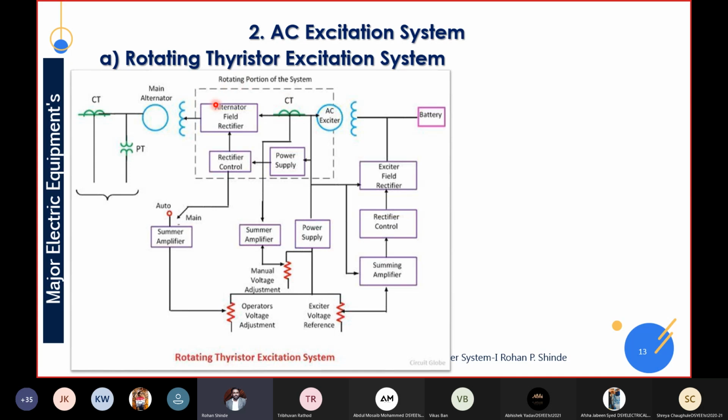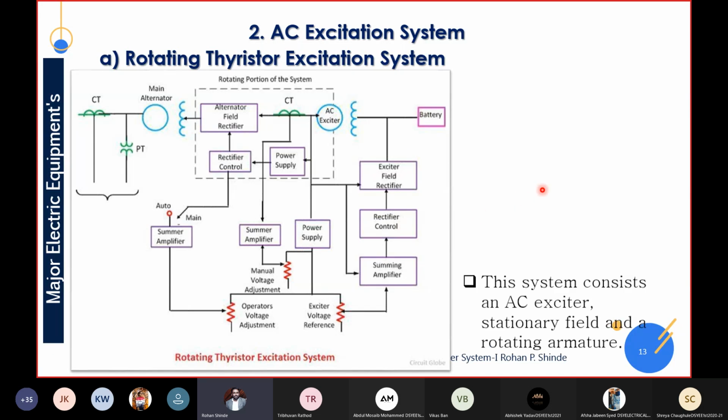In that rotating system, see here, the alternator field rectifier is there, the rectifier control system is there, and after that the power supply system is there. So some AC excitation system is there. These are nothing but rotating parts.